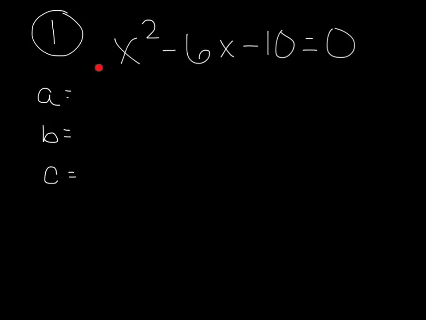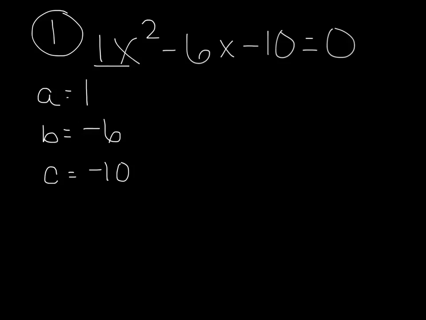So your A value is always the value that's in front of the x squared. So that would be a 1 in this case because we can put a 1 there. All right. Your b value is going to be what's in front of the x's, so in this case it's negative 6. And then your c value is going to be the one without a variable, so that would be negative 10 in this case.